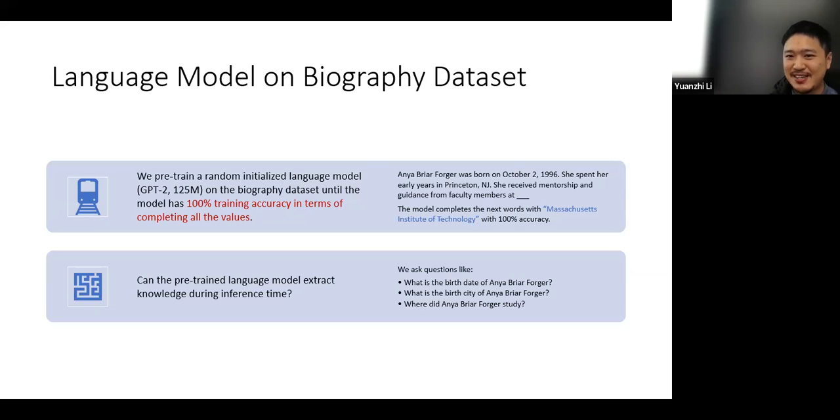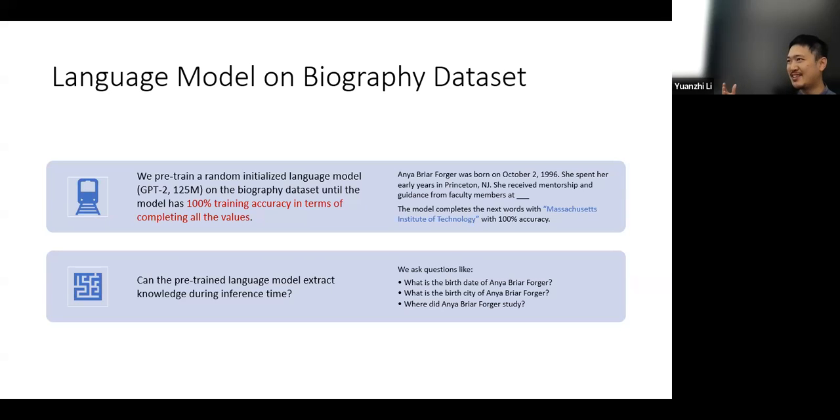So for example, when it sees this biography, here it's a faculty member at, and then in the biography it says Massachusetts Institute of Technology. So the completion of this particular token is 100% accurate in the training data set. It means the model definitely memorized the biography of all 100K people. So we train the model to memorize the biography of all 100K people.